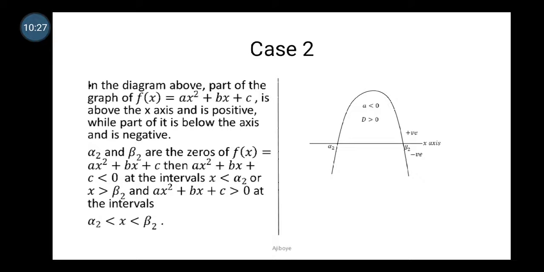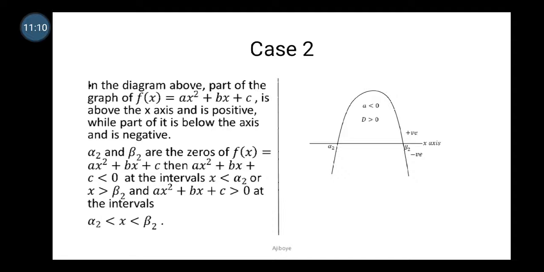If you look at the graph carefully, above the x-axis, the relation is positive. That is, the graph is positive. Below the x-axis, the graph is negative. So above the axis is greater than 0 and below the axis is less than 0. So when you are asked to find f of x greater than or equal to 0, you are only going to consider the values above the x-axis. And if you are asked to find f of x less than or equal to 0, you are going to consider below the x-axis.